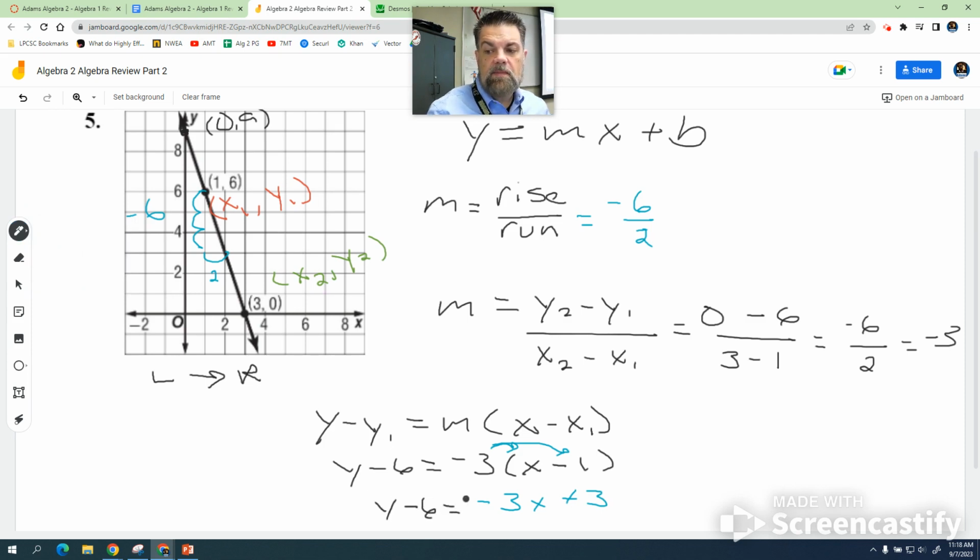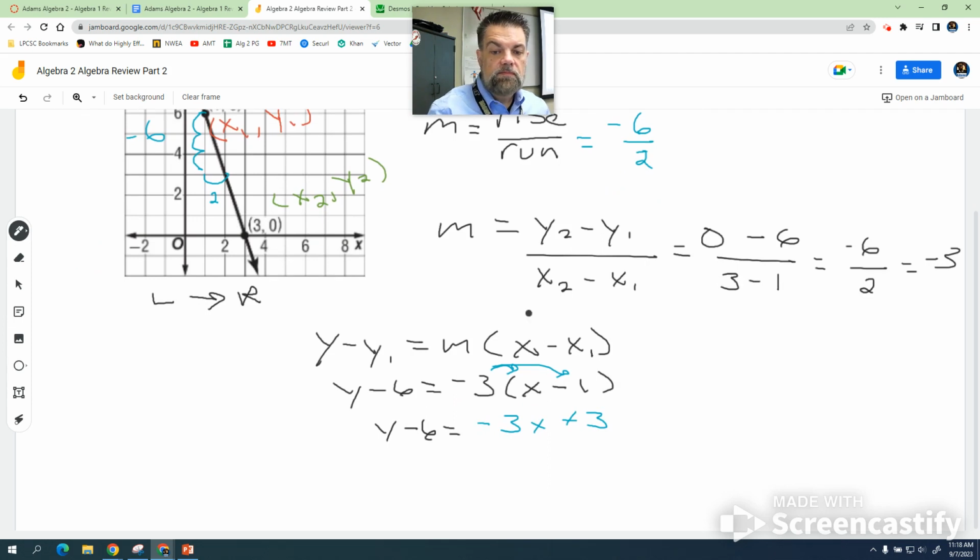What's my next step? Yeah, I got to add 6. I want to get y by itself, so I add 6 to both sides. And I get y equals, these cancel, -3x plus 9. Turns out the y-intercept was 9. Oh, awesome.